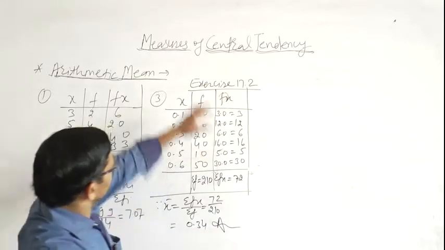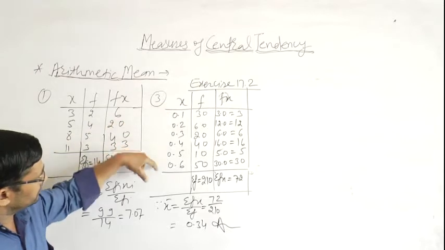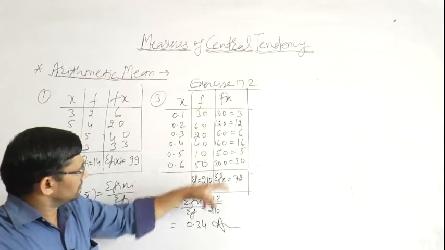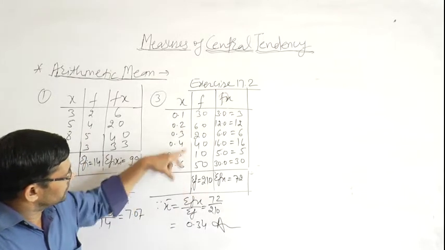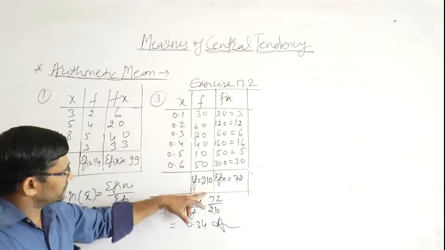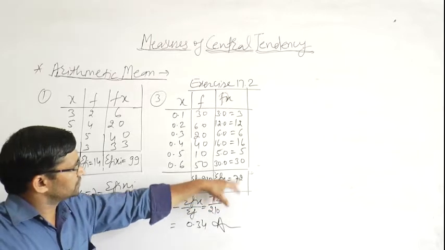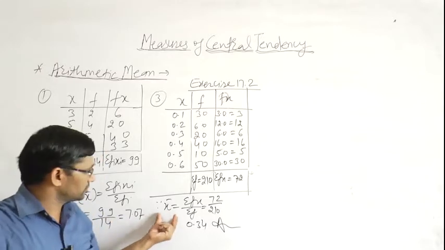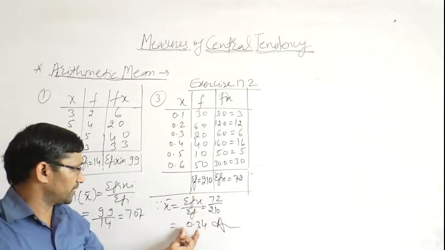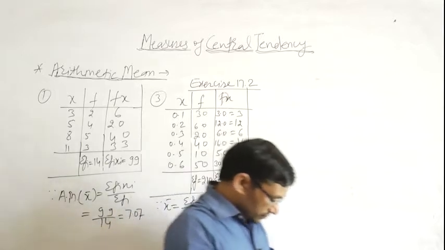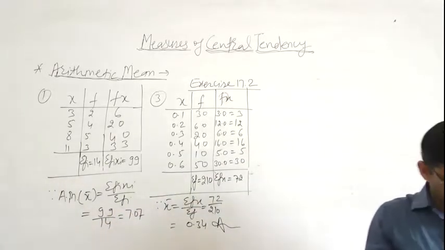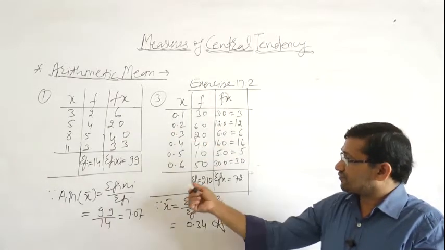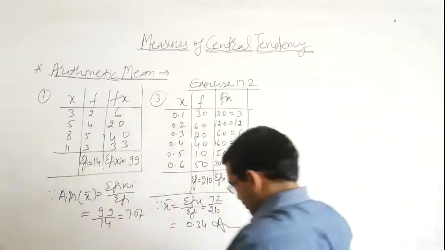In this question, x and f are given, values of x in decimal form and frequencies given. So first we find fx and then we find sigma f. Sigma f, it means sum of frequencies, is 210. Sigma fx is 72. Then arithmetic mean x bar is equal to sigma fx upon sigma f. We get 0.34. Similarly, question number 4 also has this form, same as question number 3.